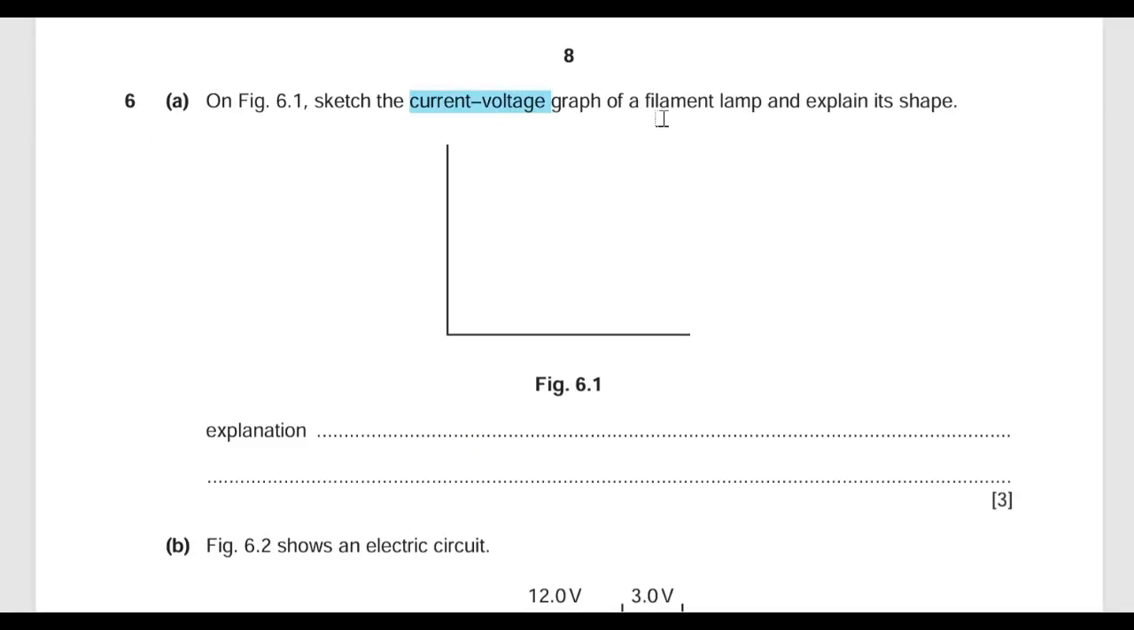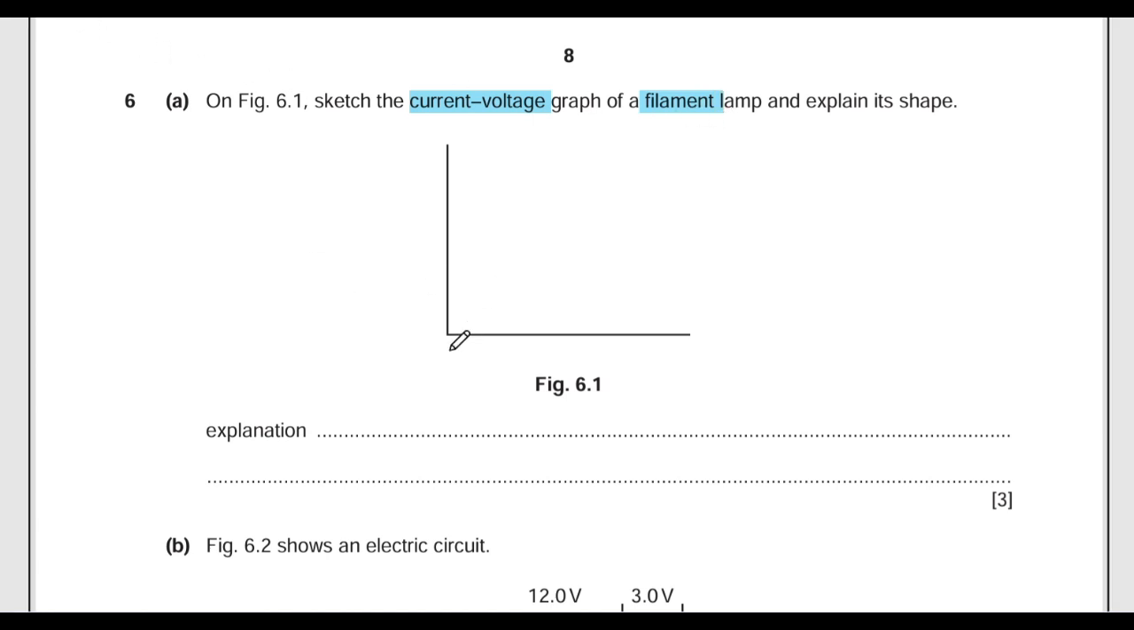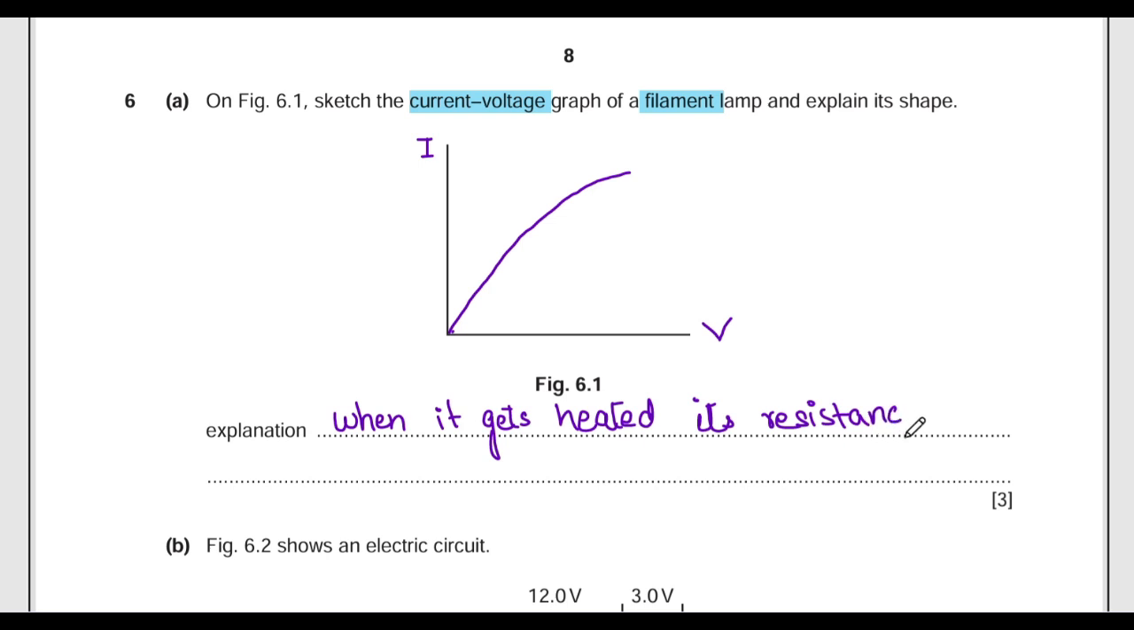The question says that sketch a current voltage graph of a filament lamp and explain its shape. We know that the filament doesn't obey Ohm's law, and the voltage and the current are not linear with each other. So the pattern of filament looks like this. And why does it look like this? Because we know filament, when current passes, gets heated up, and when it gets heated up, the resistance rises, because the resistance is directly proportional to temperature. And when the resistance rises, it blocks the flow of the current, and the current reduces, so the linearity relation is affected.